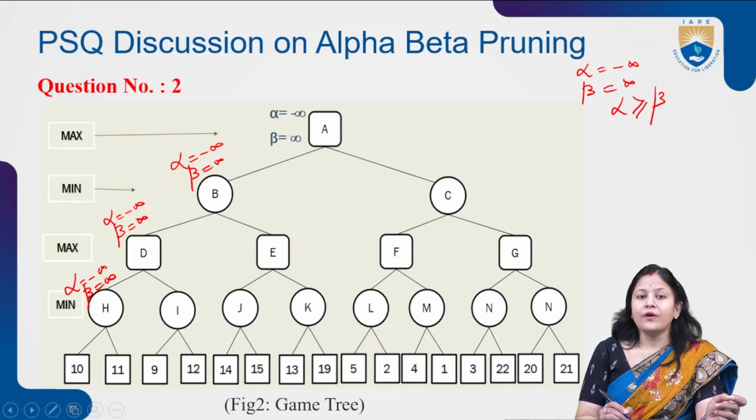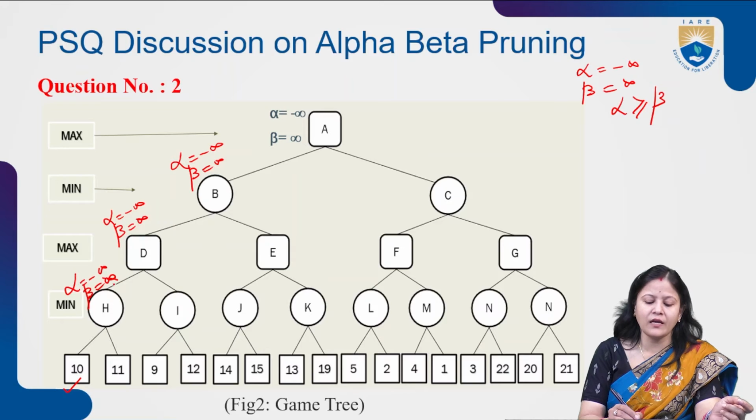Now at node H, we have to compare which value needs to be changed. As it is a min player, the beta value will be replaced. So beta, which is infinity, gets compared with 10. 10 is the minimum. Again 10 and 11 get compared, and 10 is the minimum. So infinity will be changed to 10. Now what is the node value of H? Comparing 10 and 11, the minimum is 10, so 10 is the node value.